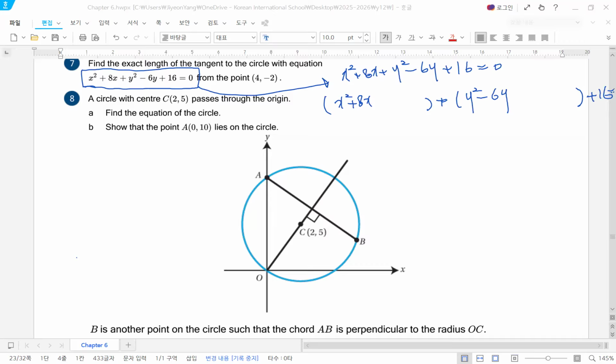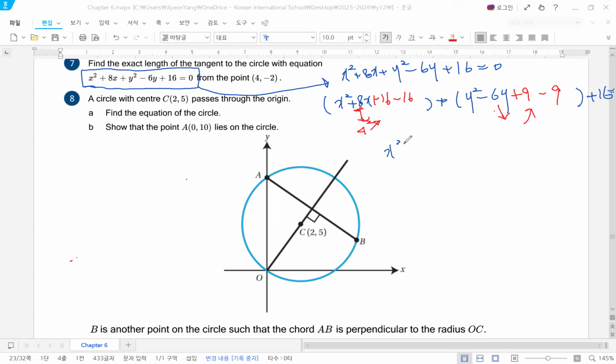Then what's the rule, students? Divided by 2, and then square it. What is it? Yes, square it, and plus 16 minus 16. Here as well, divided by 2 and square it. What's the number? Plus 9 and then minus 9. Very good.